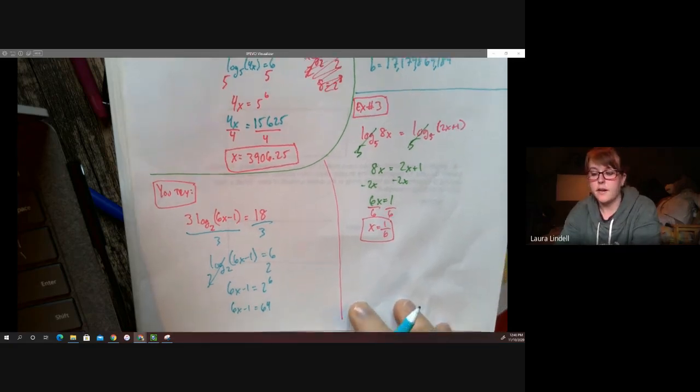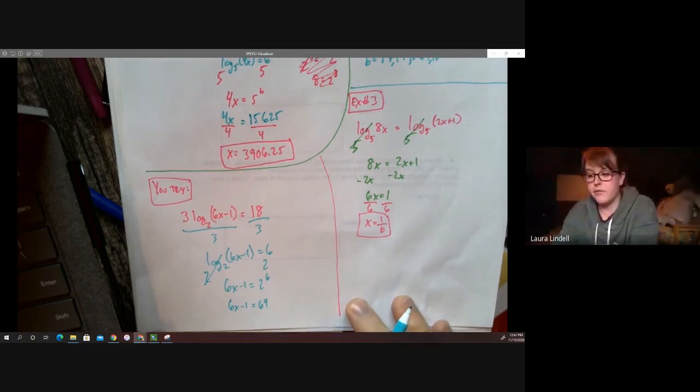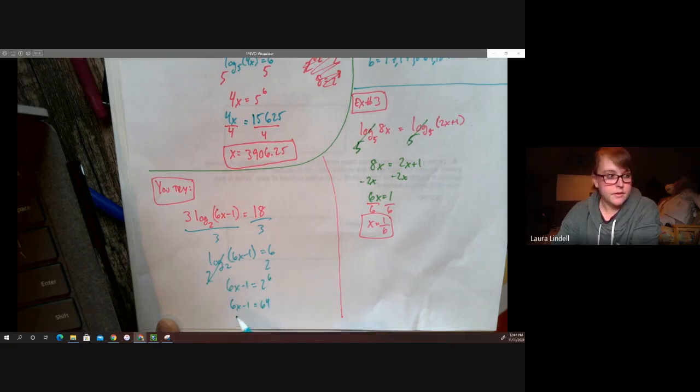All right, we got a lot of fans of logarithms today. So if you started off with dividing by 3 on both sides, you're on the right track. Then you put a 2 in the base of both sides to get rid of the log base 2. So we get 6x minus 1 equals 2 to the 6th, and 2 to the 6th is 64.